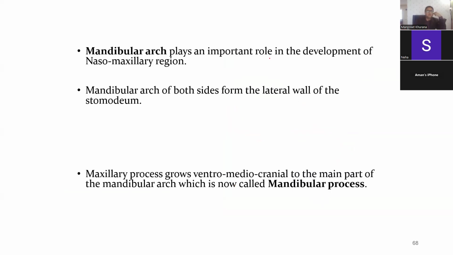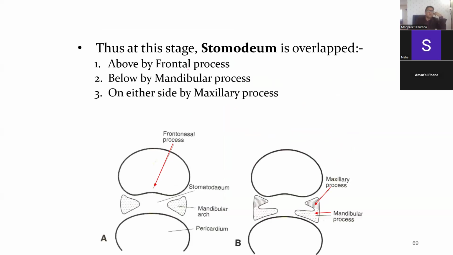Mandibular arch plays a role in the development of the nasomaxillary region. The mandibular arch of both sides forms the lateral wall of the stomatodeum, and the maxillary process grows ventromedially, cranial to the main part. So the stomatodeum, or stomodeum, that is the primitive oral cavity, is overlapped above by the frontonasal process, below by the mandibular, and on either side by the maxillary.